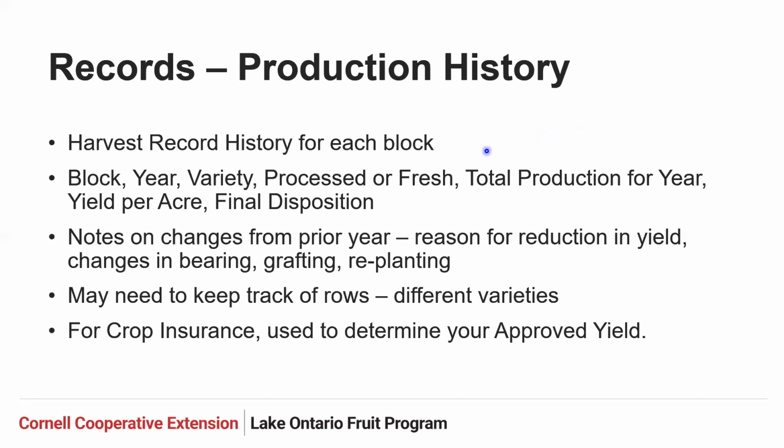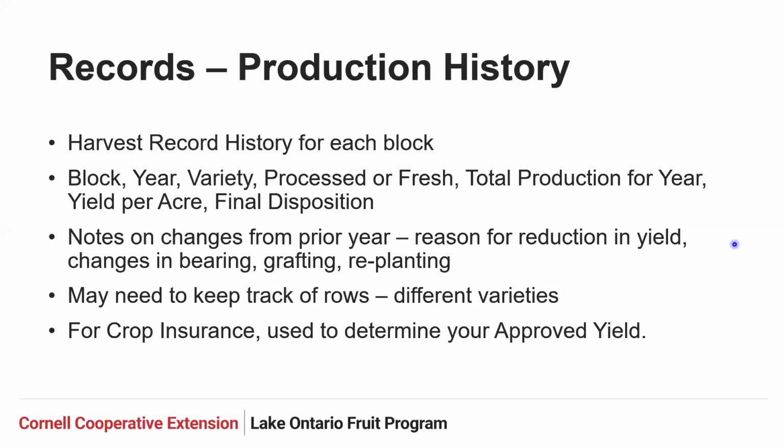So on the production history, you can record the block, the year, the variety, processed or fresh, total production for the year, yield per acre, and the final disposition. The final disposition is where the fruit was delivered. When making a claim, this is important information to have a record of.